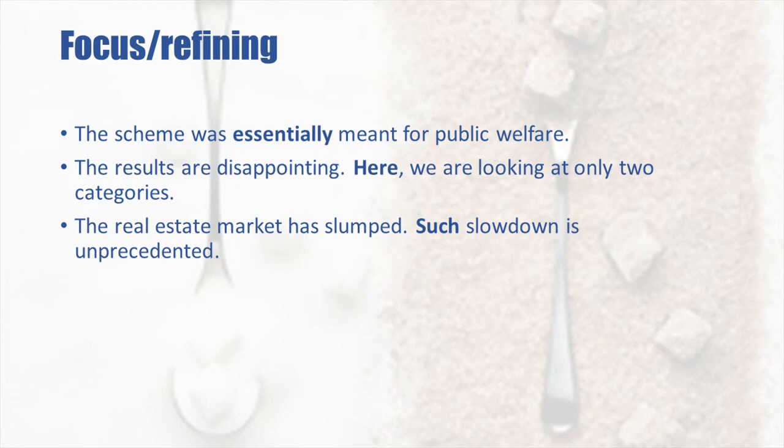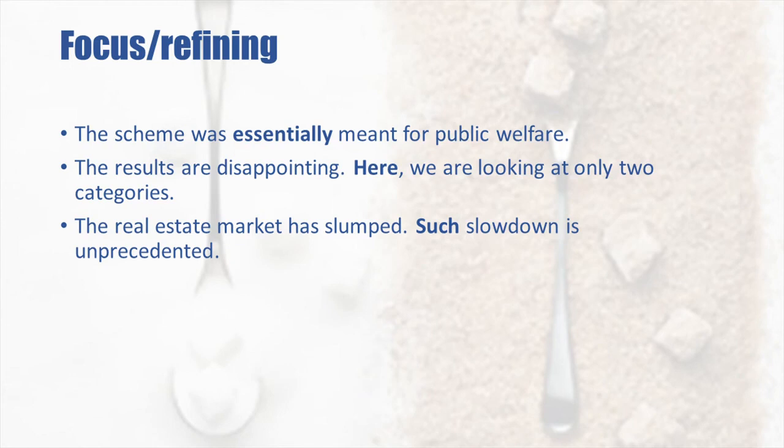Look at the refinement that the sentence has with the word essentially introduced in it. See it without essentially: the scheme was meant for public welfare. It's a very plain, very lucid statement without any effect. But when you say essentially, it was fundamentally meant for public welfare and maybe something else happened later. So you're focusing on that particular aspect of public welfare for which the scheme was introduced. Next one, the results are disappointing. What results? You're focusing on this particular aspect, saying here we are looking at only two categories. So you're talking about the results of only two categories or maybe two classes. So you're focusing on that particular thing.